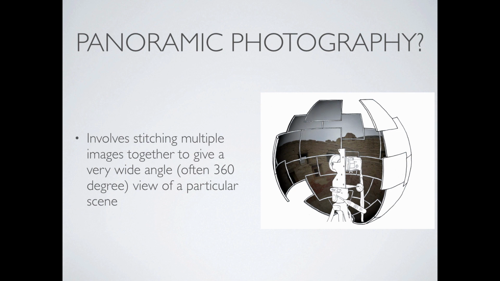We can do it by stitching multiple images together. We can stitch all the way around to get the full 360. We can pull up our phone and use panorama mode and swing our camera through. That's only going to give us about 180 degrees. You guys have probably all done that.